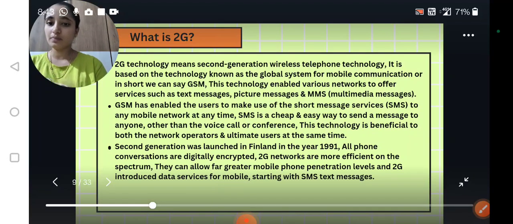SMS is a cheap and easy way to send messages to both the network operators and ultimate users at the same time. Second generation was launched in Finland in the year 1991. All phone conversations are digitally encrypted. 2G networks are more efficient on the spectrum. They allow for greater mobile phone penetration levels. And 2G introduced data services for mobile, starting with SMS text messages.